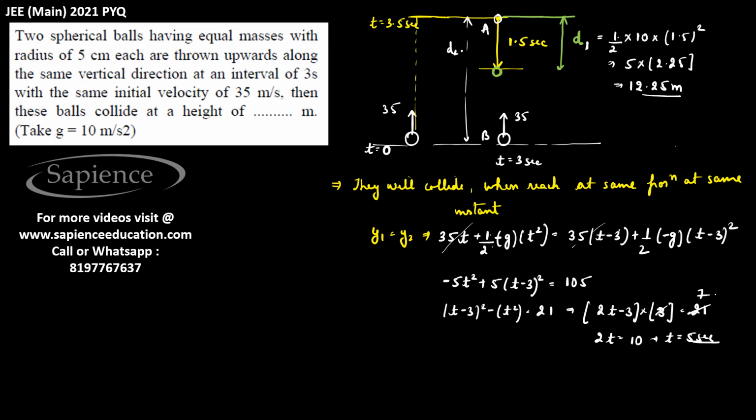We already know that from A to B, this height should be d2. We can directly calculate d2 also, that d2 is equal to half g, because initial velocity is 0, into t square, and the time taken to reach from here to there is 3.5 whole square. So that should be 5 into 12.25. So the height at which it collides, that is h, will be equal to d2 minus d1.